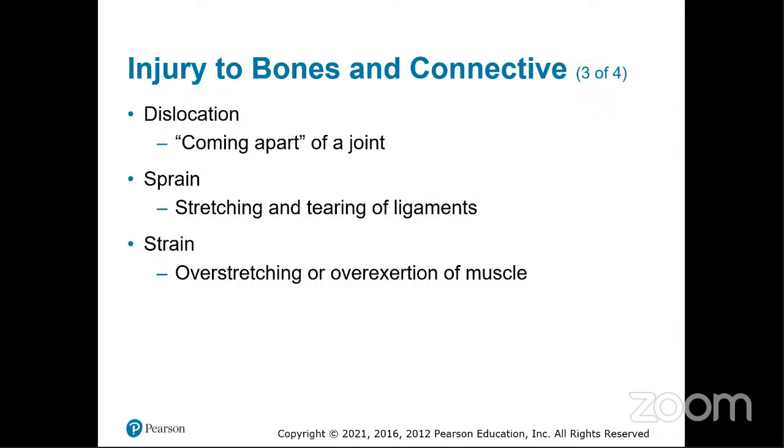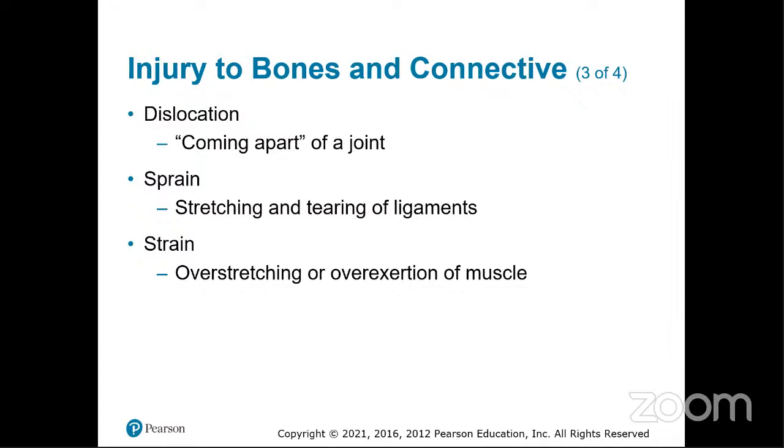Dislocation is a coming apart of the joint. So what's usually torn with a dislocation? Ligament or a tendon. So usually you get both of them, but a lot of times the injury is more of a ligament because you've lost that support and strength of it.